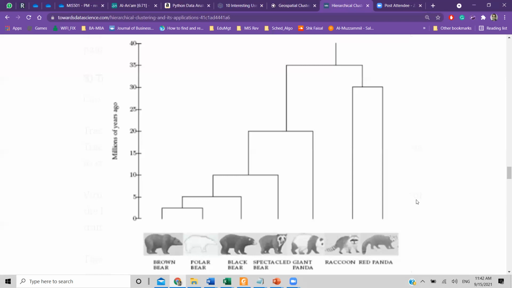The brown and the polar bear seem to be the closest. And then if you compare these two together, the next closest is the black bear. Which one is the farthest one? The red panda. They call it the red panda.